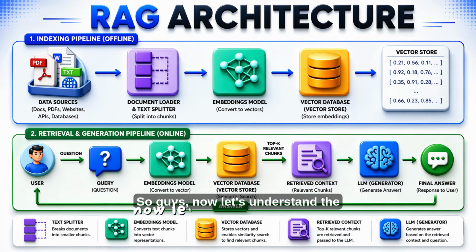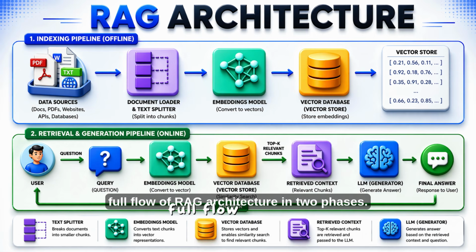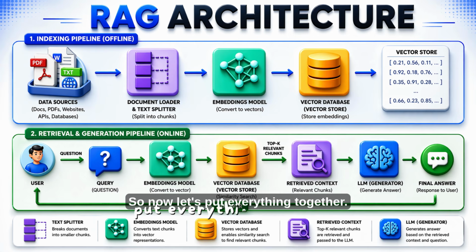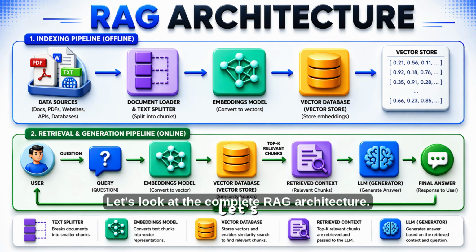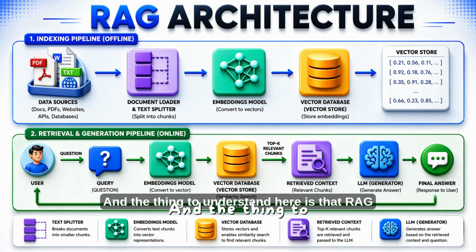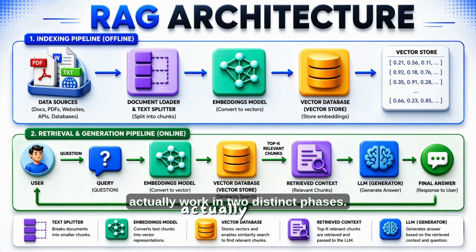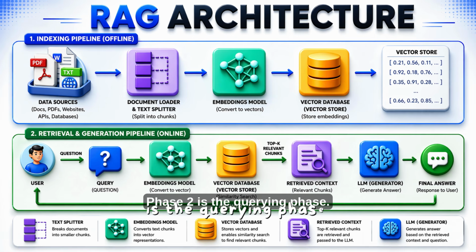So guys, now let's understand the full flow of RAG architecture in two phases. Now let's put everything together. Let's look at the complete RAG architecture. And the thing to understand here is that RAG actually works in two distinct phases. Phase 1 is the indexing phase. Phase 2 is the querying phase. Let me walk you through both.